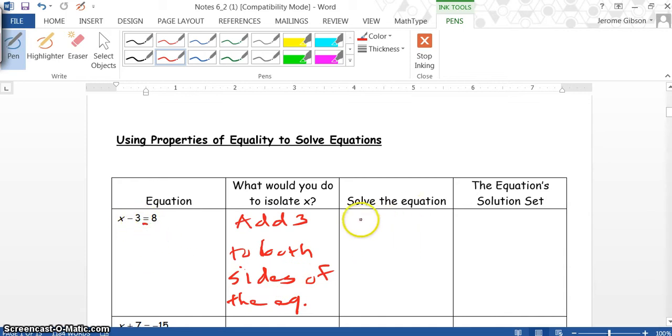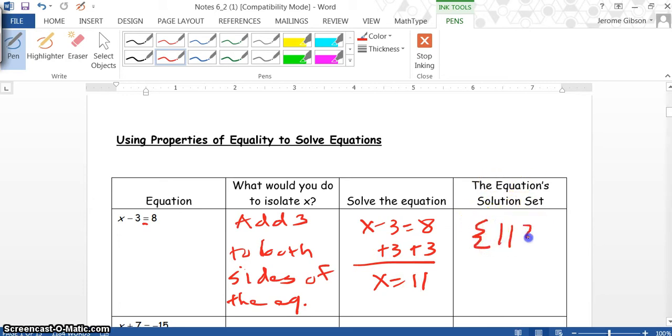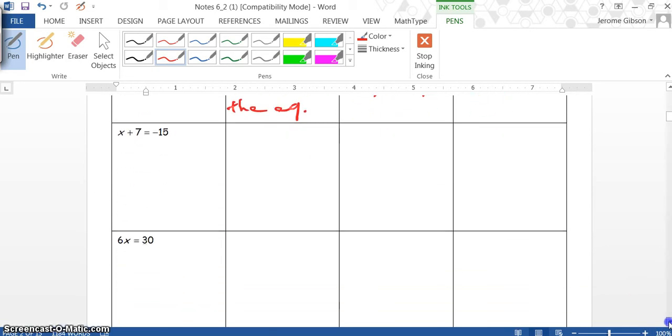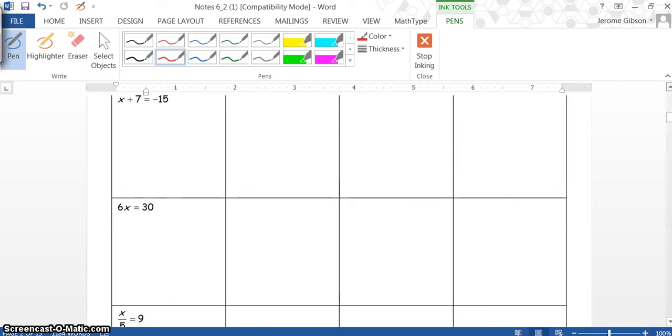So now solve the equation. We have x minus 3 equals 8. We will add 3 on both sides, and x equals 11. The equation's solution set is 11, all by itself. And remember, we have to use those braces to indicate a solution set. Now we come to the next problem.